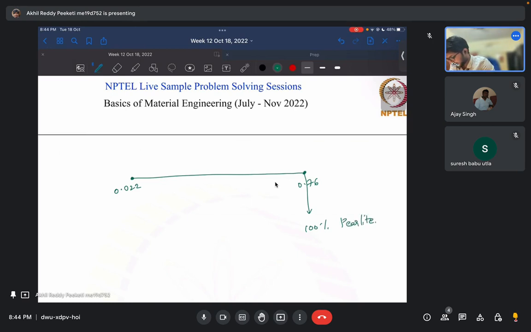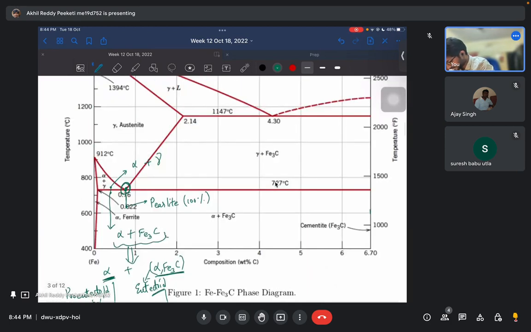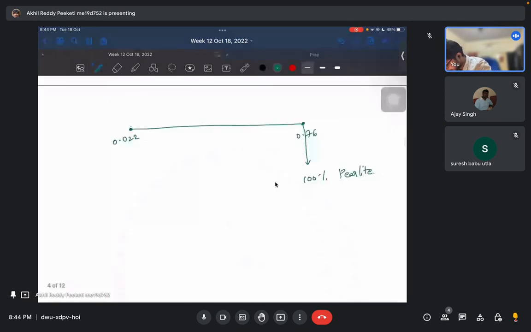Yeah. And if you are just above here and then cool down, that line will actually be only alpha. So there won't be any perlite. So here you will have 100% pro-eutectoid alpha, right? Now, at which point will we get equal contribution of both pro-eutectoid alpha and perlite? So exactly at half, midway.